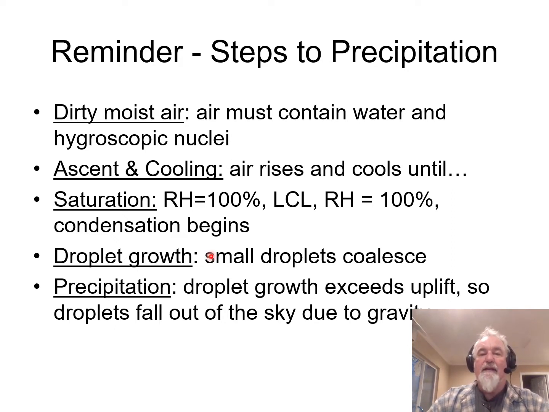Droplets will begin to grow. If they don't grow, we'll have a cloud, but we won't have rain. But if we do have those droplets growing, they'll coalesce together. That means come together. They'll get big enough, overcome the upward air movement and the friction, and ultimately we'll get some precipitation. So in order to get precipitation, we have to go through all of these various steps.